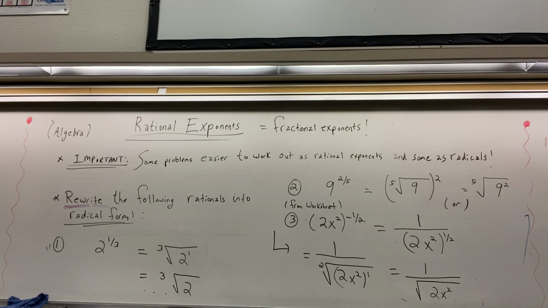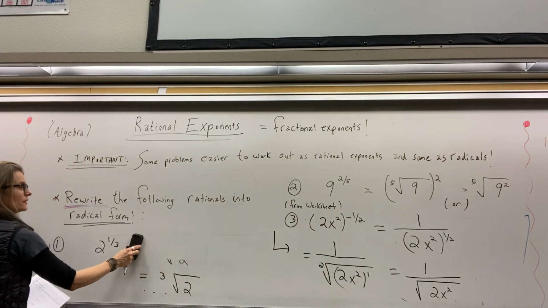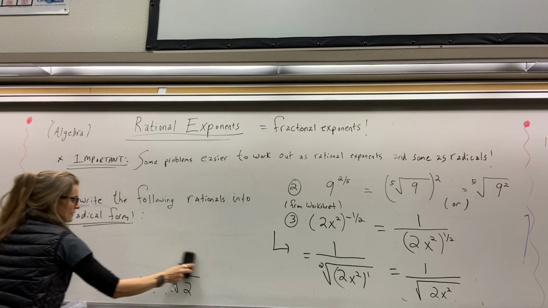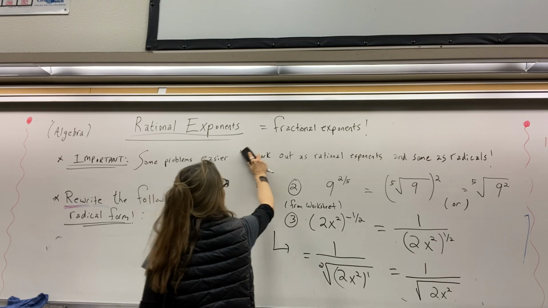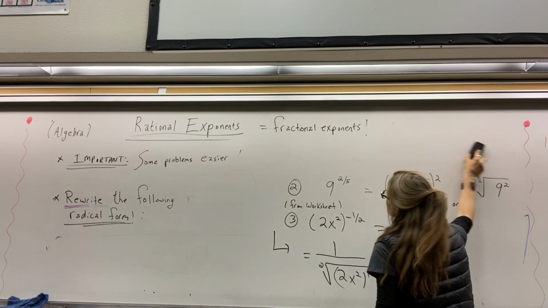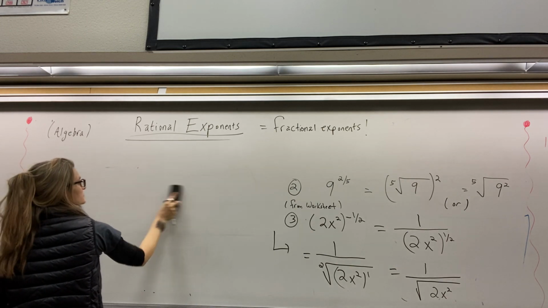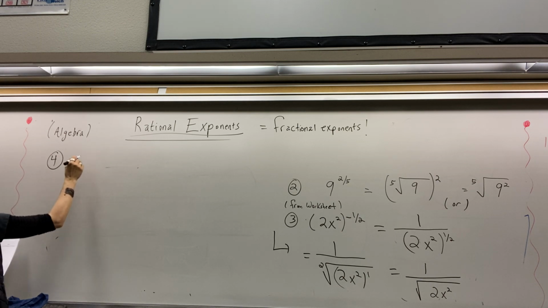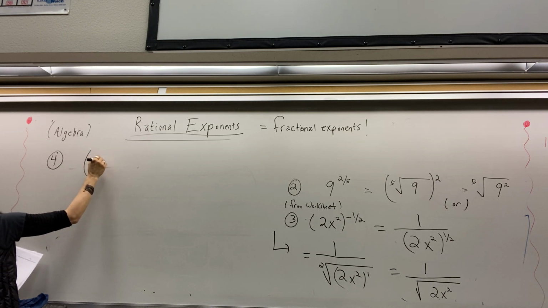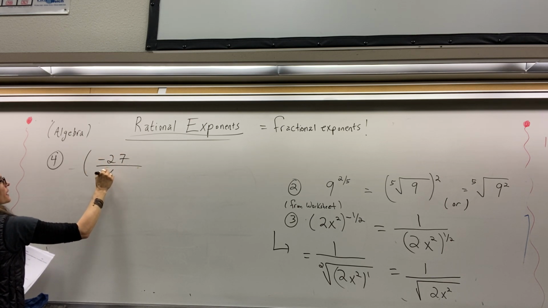Okay, good. Let's do one more example, and then we'll go the other way. One more example based on the worksheet. Let's say we have negative 27 over xy.